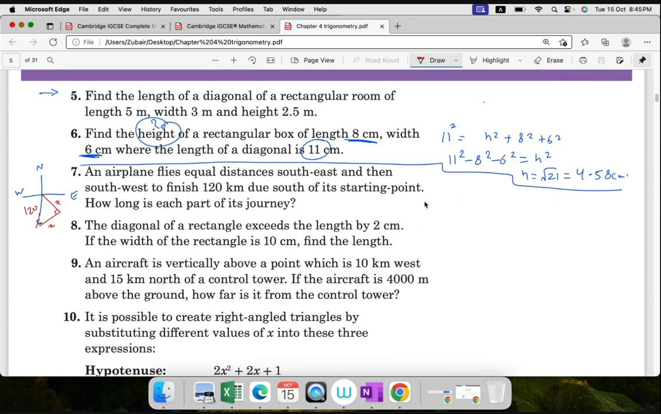This is just like the one we did, the diagonal when the diagonal of square was 10. So 120 squared, longest side, is equal to x square plus x square, and we solve for x. So 120 squared is 14400, divided by 2, square root of the answer. So we get x is equal to 60 square root 2, approximately equal to 84.9 kilometers, one part of journey.